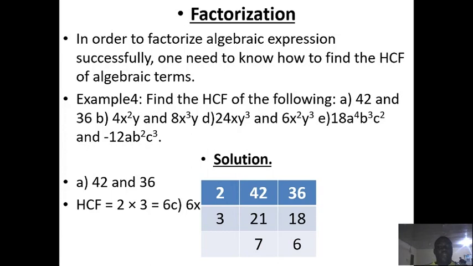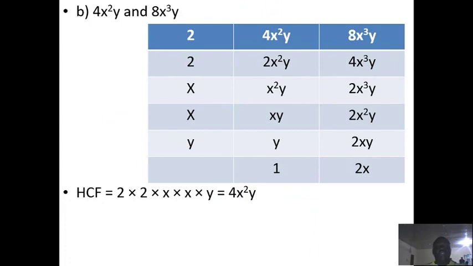The HCF of this becomes what? 2 times 3 is equal to 6. Please, it is 6, not 6c. So now let's look at example 2. Example 2, which is B, we have 4x squared y and 8x cubed y.